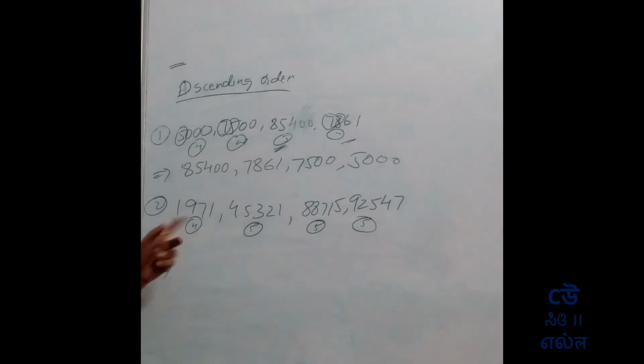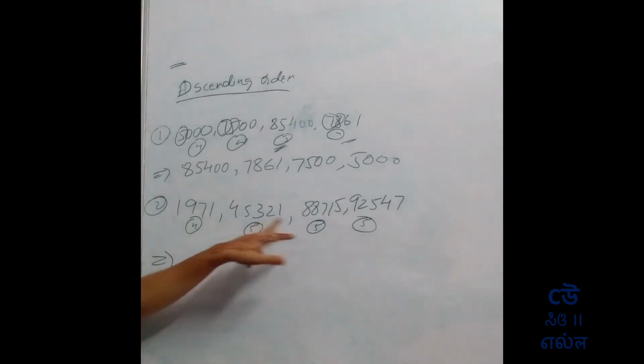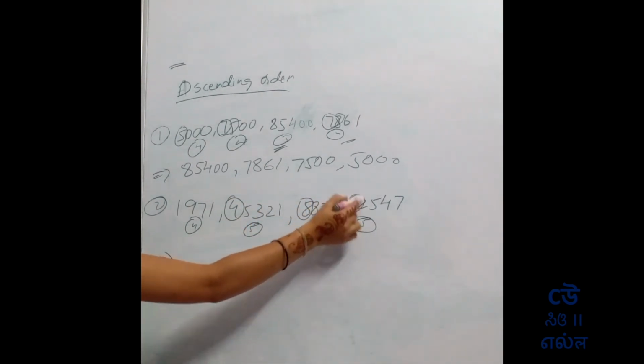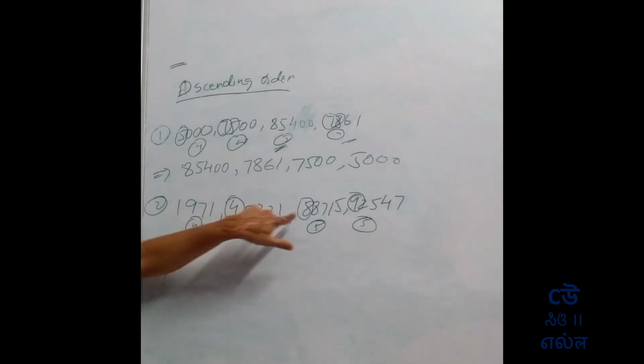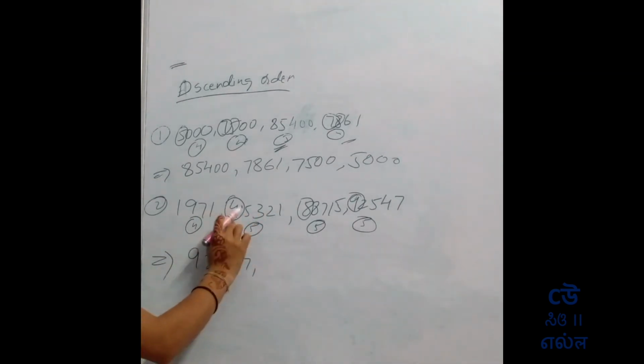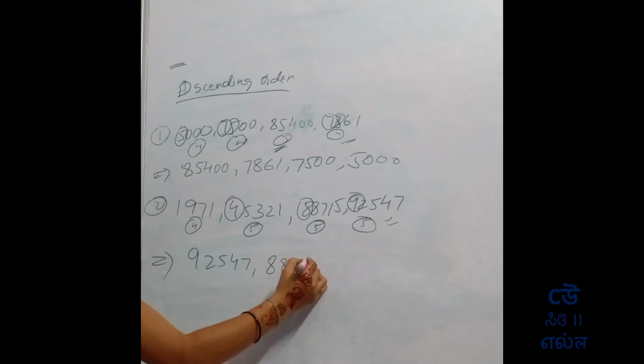Okay. In this, which is the biggest number you have? 5. 5 you have the biggest number. So in this, which is the bigger? You have to circle the first digits. In this 4, 8 and 9, which is the bigger number? 9. So that you will be writing first. Next bigger number is 4 and 8, which is the bigger? 8. So that you will be writing next.